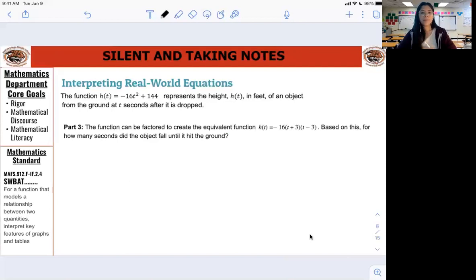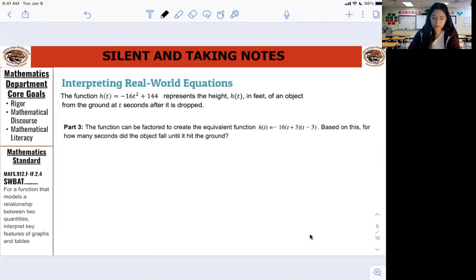So here's part 3. The function can be factored, we'll talk about that in a minute, to create an equivalent function: h of t equals negative 16 times (t plus 3) times (t minus 3). Based on this, for how many seconds did the object fall until it hit the ground?